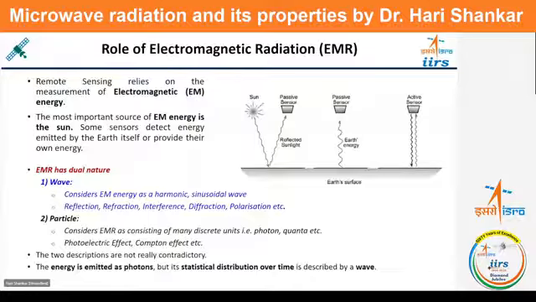So based on the distance itself, we can categorize remote sensing, and based on the type of radiation, we can categorize remote sensing like visual remote sensing, infrared remote sensing, thermal remote sensing, and microwave remote sensing.